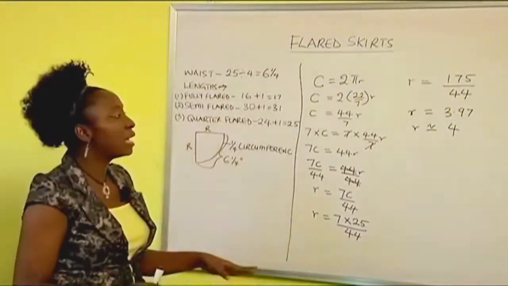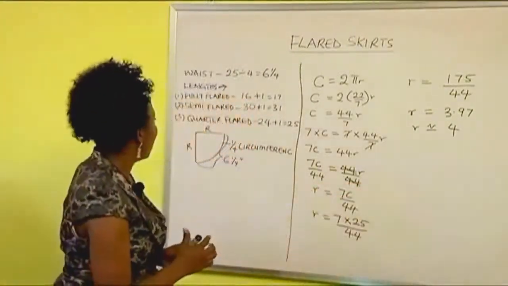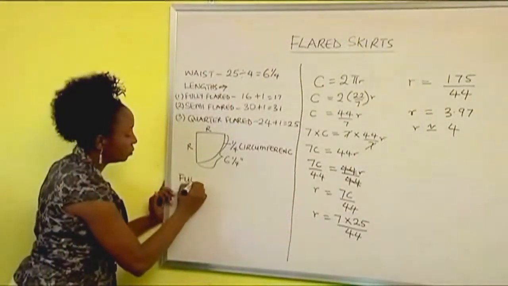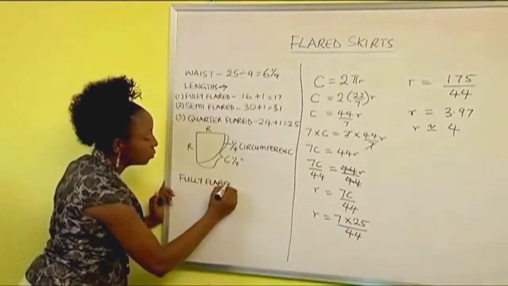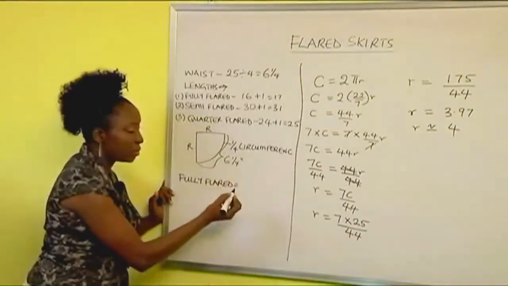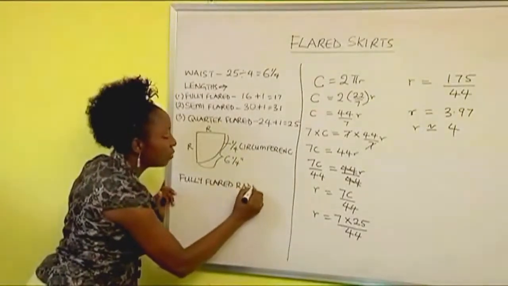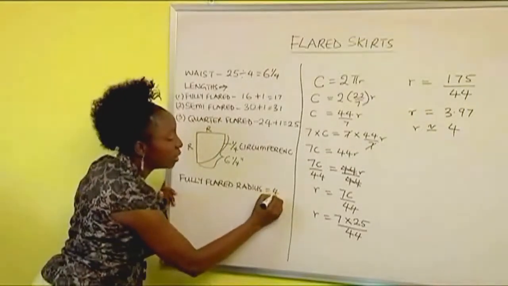So now that we have already calculated our r, this is 4 inches. If you look at it very well, for our fully flared skirt, our fully flared radius, let me put it that way, is 4 inches.